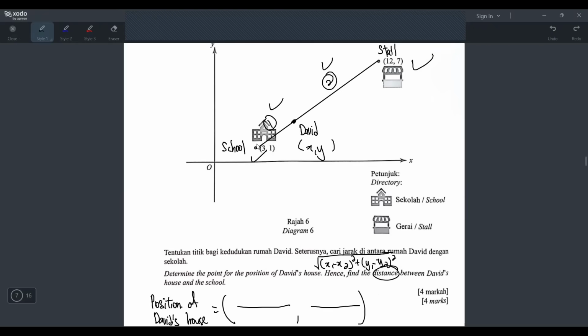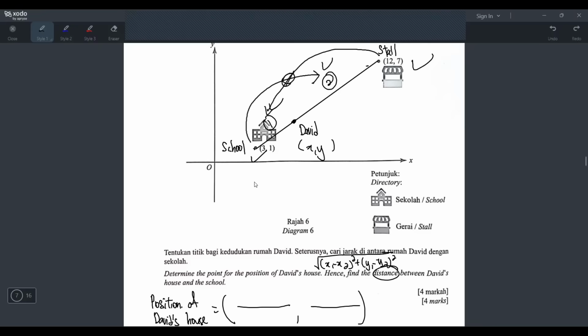You have to darab silang. You have to take the point yang hujung, which is the school and the stall, and you have to darab silang. Darab silang means you have to darab the ratio yang jauh. So this school coordinate have to darab ratio yang jauh, which is 2. And then stall kena darab juga ratio yang jauh, 1. Can you see the silang? That's why I call it darab silang. Tak boleh ambil school darab 1, stall darab 2. Itu memang salah, right? Because if you buat darab macam ni, tak ada silang. So this is the correct way.